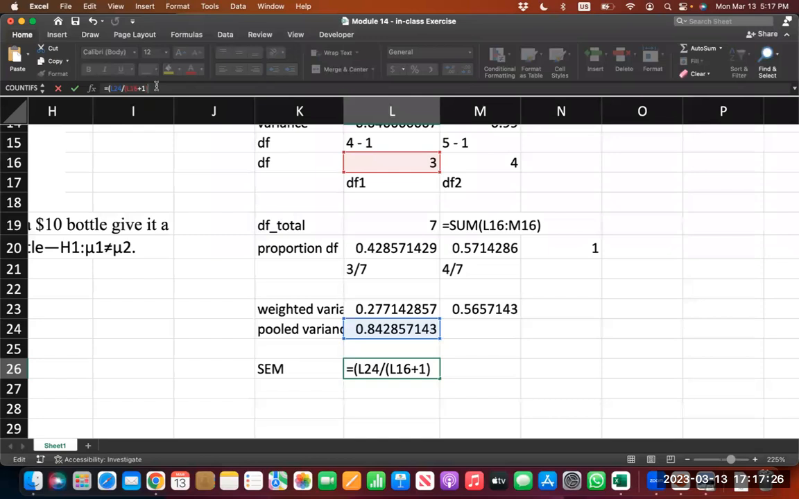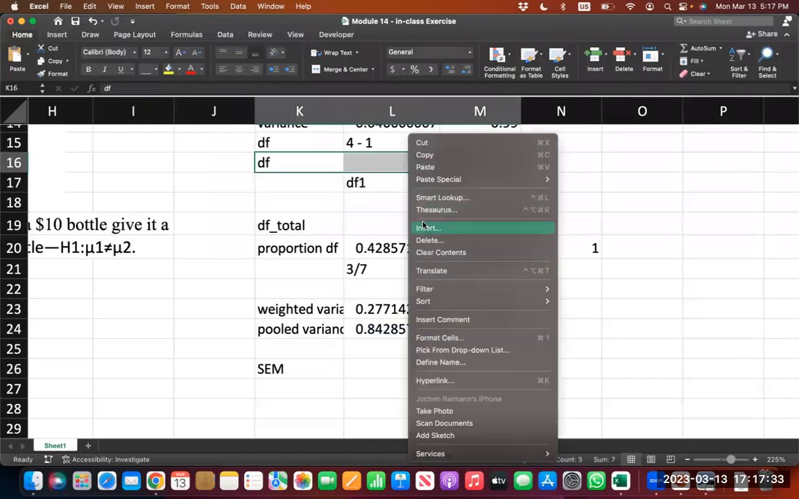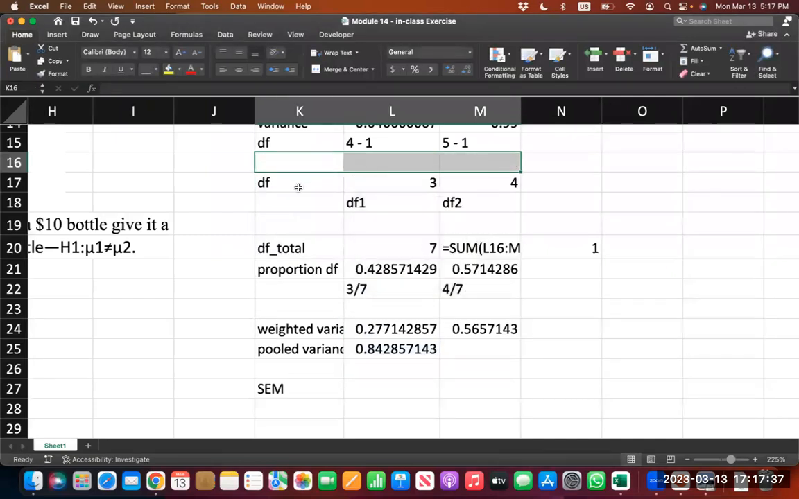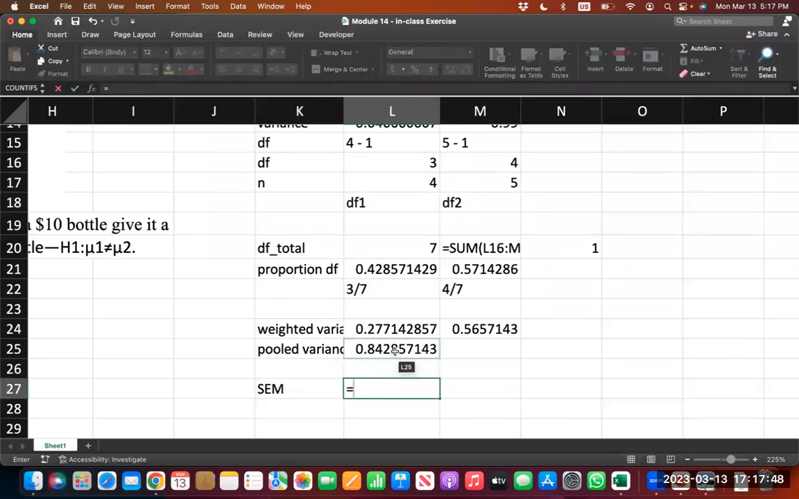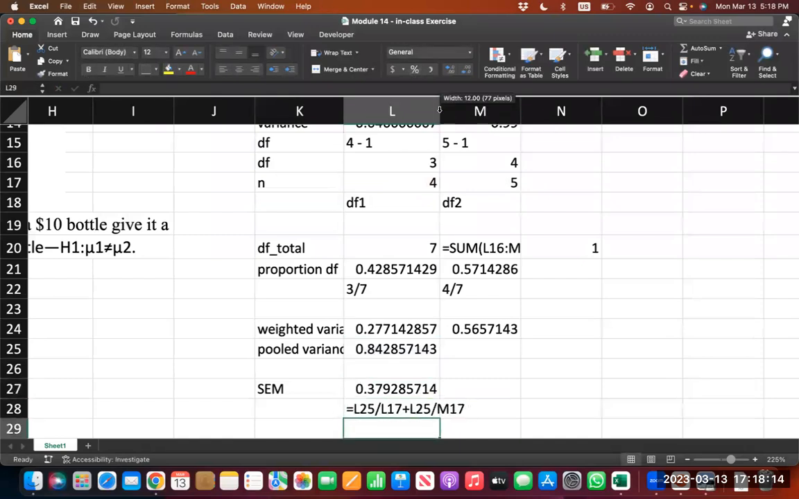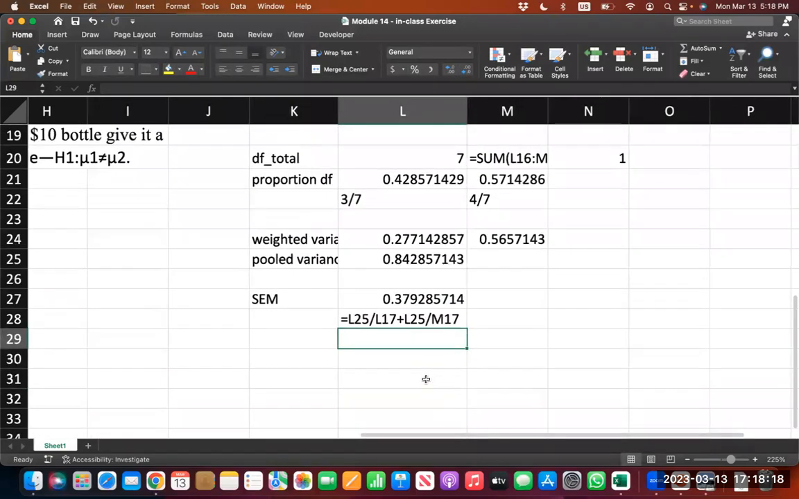I know it's a little complicated, but I don't have another cell. Well, actually, you're right. Okay, let's add 1 line. N is now 4, and here it's 5. Okay, let's do pooled variance divided by our N, plus the pooled variance divided by our N of sample 2. That gets us to a standard error of the mean. So that's our standard error of the mean.